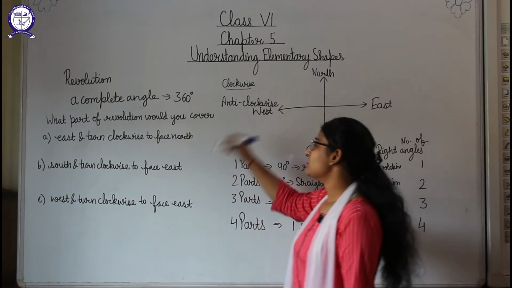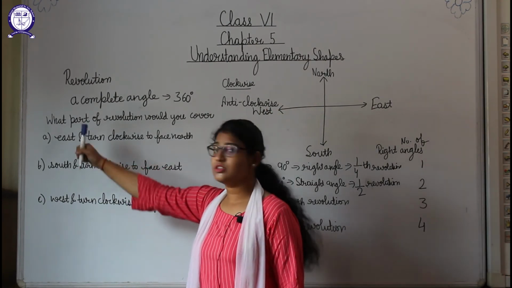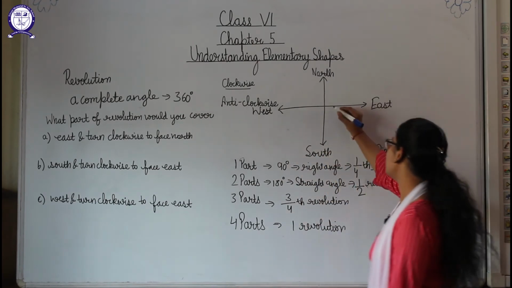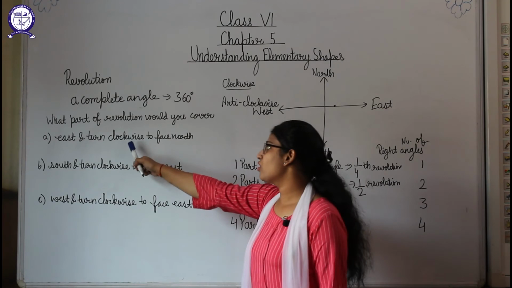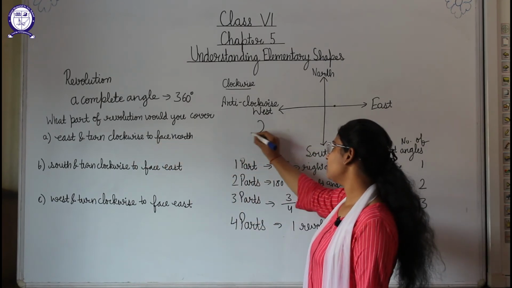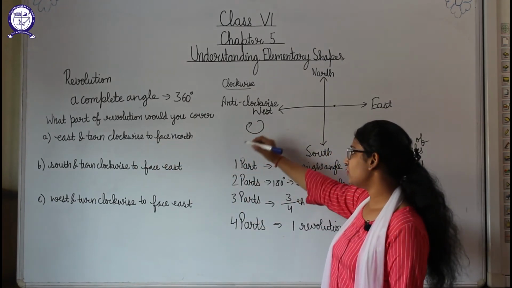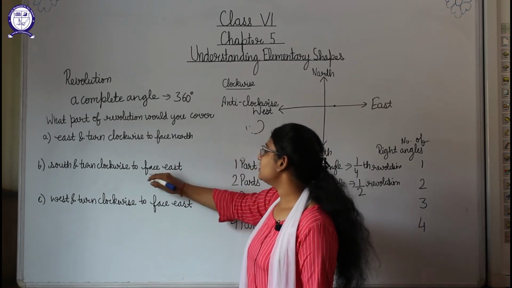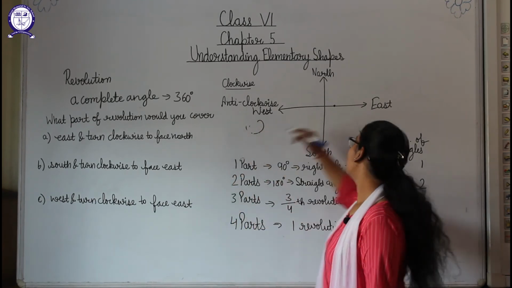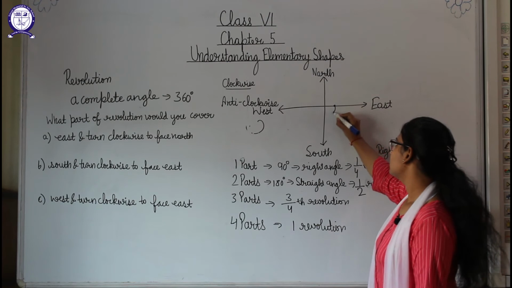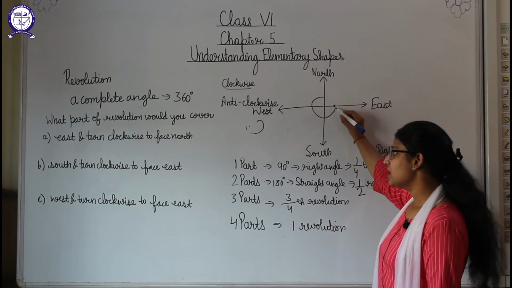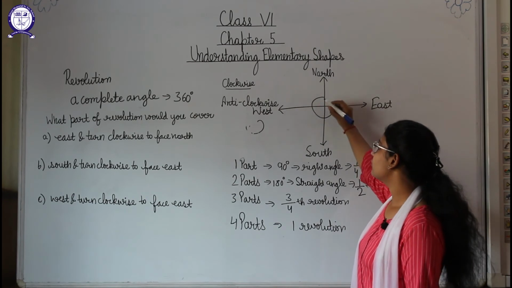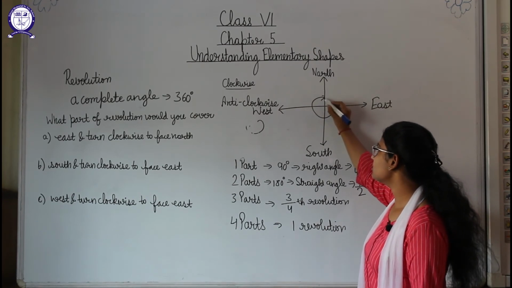Now in the question it is given that you are facing towards east, so means you are here. You are facing towards east, you have to turn clockwise. Clockwise means like this you will turn. This is the direction for clockwise, and to face north, means you will go like this. You are at east and you turn clockwise to face north. So this will be your direction, students.